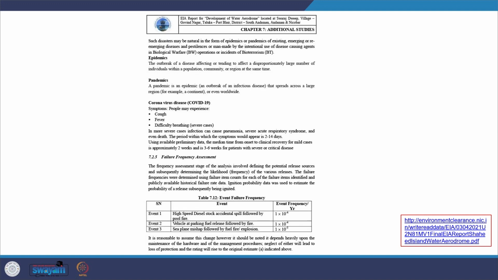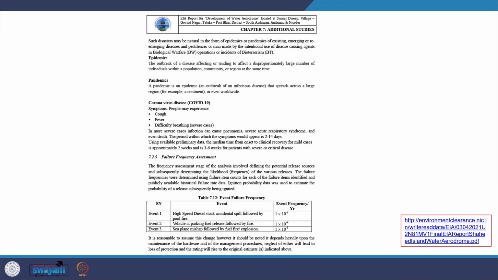Further, you can see a new subject coming here. It's related with epidemics, pandemic, and then COVID-19. So what can happen in this, given it's a very sensitive area? And what is the failure frequency assessment? So event failure frequency: what event can happen? You can see in the table, high-speed diesel stock accidental spill, followed by pool fire.